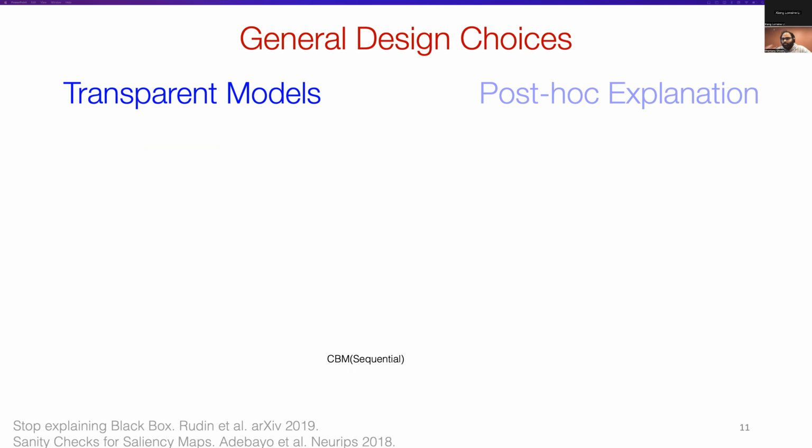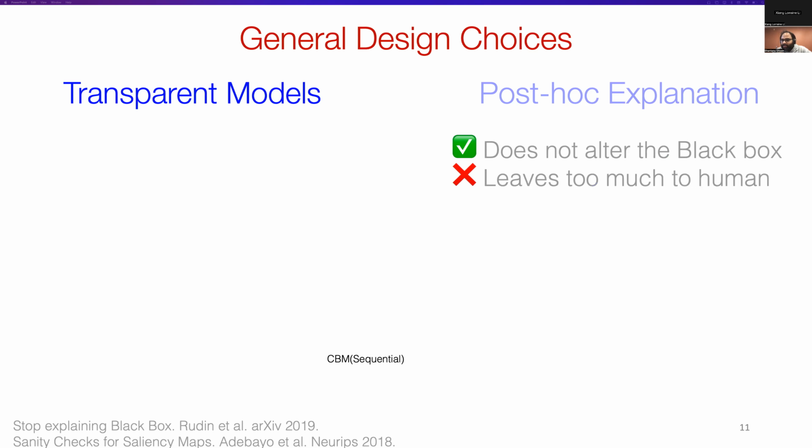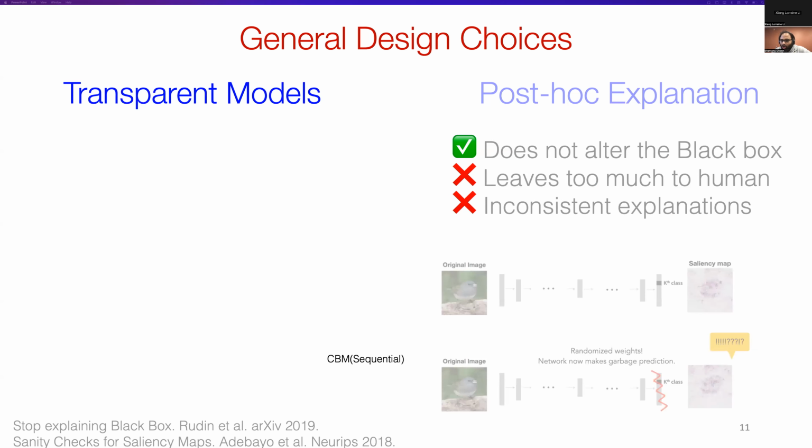Now, there are pros and cons of both of these approaches. In post-hoc explanation, we have all the flexibility of the black box, so the performance is not compromised. However, it leaves too much of the explanation to human interpretation, which is subjective and vulnerable to confirmation bias. Also, there is a lot of research that has shown that post-hoc explanation can be inconsistent.